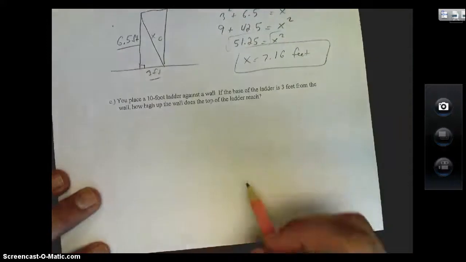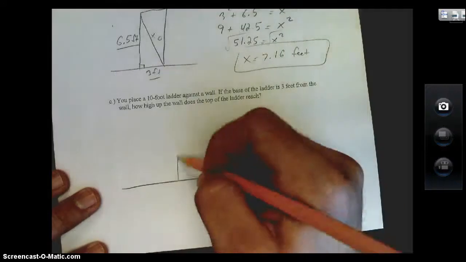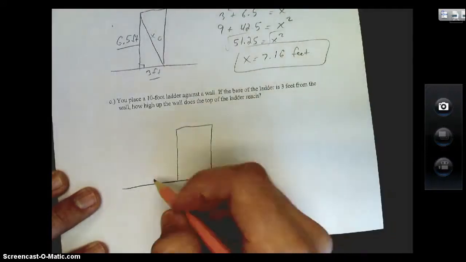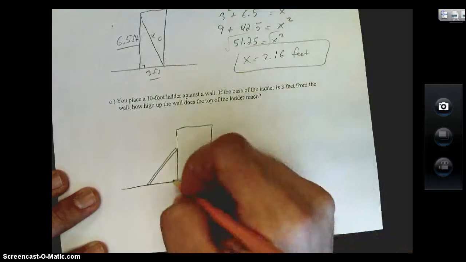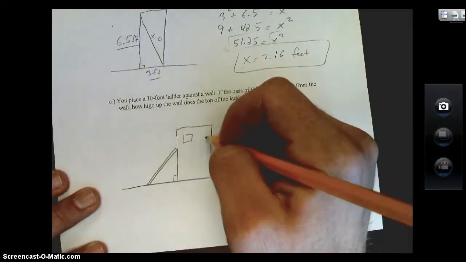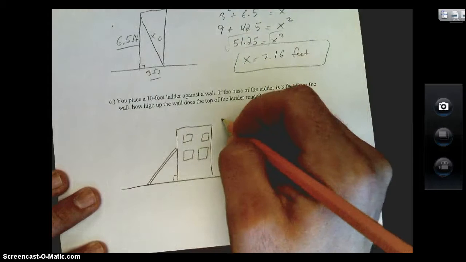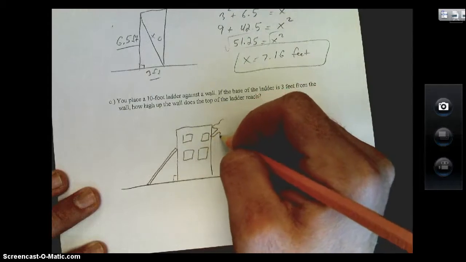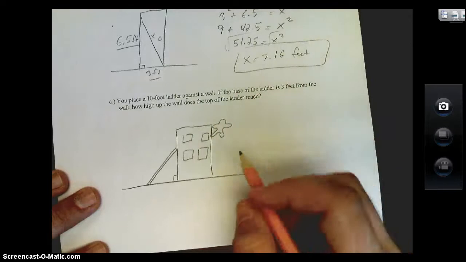You place a 10-foot ladder against the wall. Okay, if the base of the ladder is 3 feet from the wall, how high up the wall does the top of the ladder reach? Here's my building. Okay? Here's my ladder. Always draw pictures. Helps us out a lot. Okay? We have our cool building here.